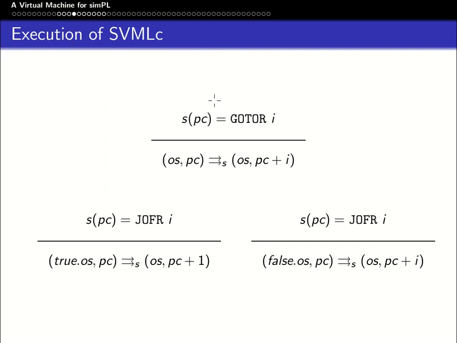If the current instruction is go to R, how do we define what an instruction is doing? I define the transition that the machine is performing when it encounters that instruction. So I'm saying if the current instruction is go to R I, then from OS, PC, I go to OS, PC plus I. I don't want to go to PC plus 1 and then from PC plus 1 to PC plus I minus 1. We just go to PC plus I. Okay?